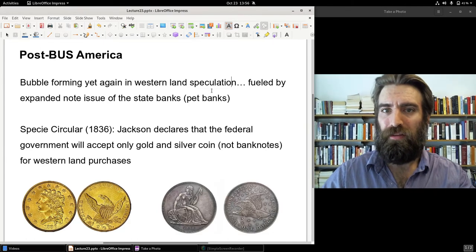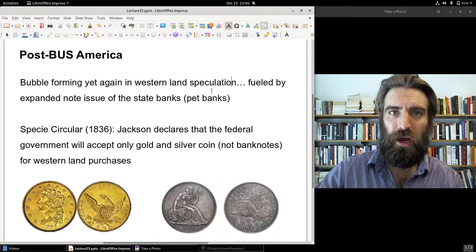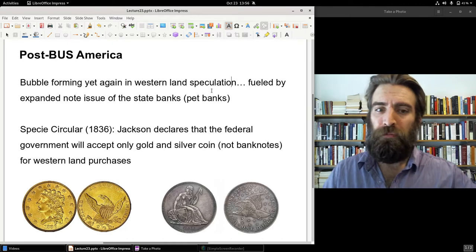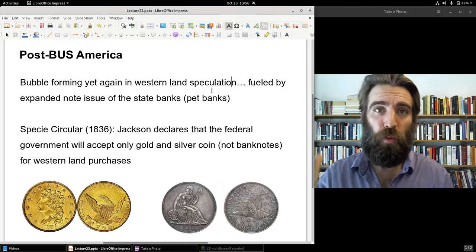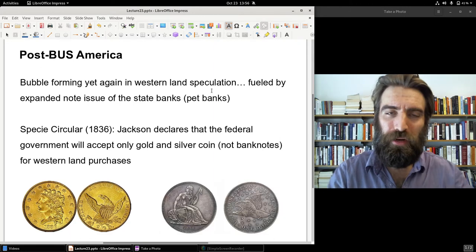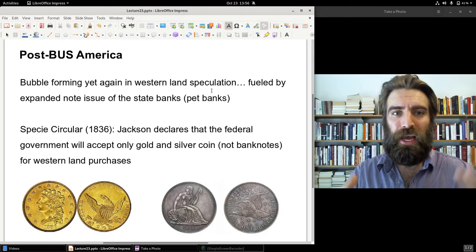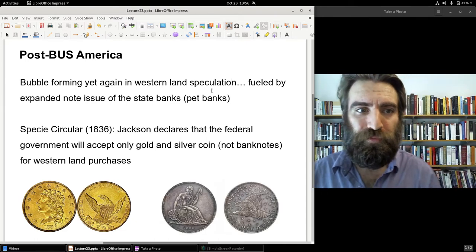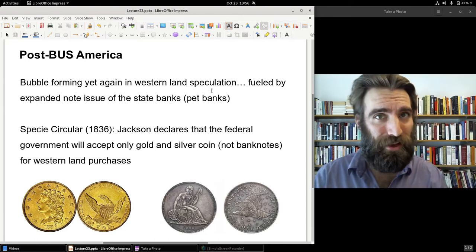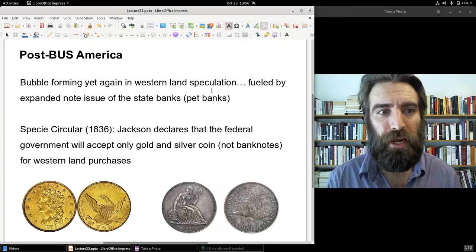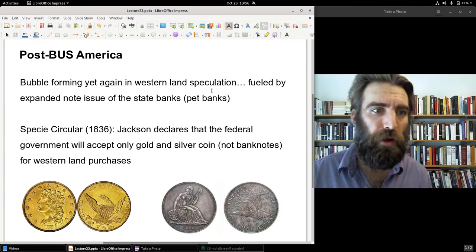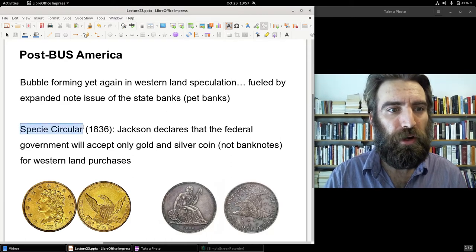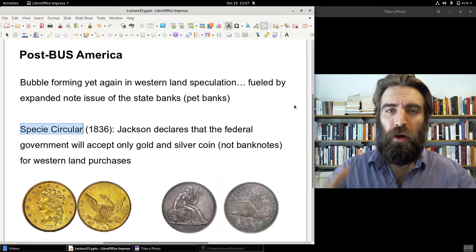There's no longer a Bank of the United States anymore, but when the federal government removed its deposits from the Bank of the United States into these state chartered banks, many of those state chartered banks were in the West, and there was a bit of a transfer of funds from East to West, and those state banks used those federal deposits to expand their note issue, and these notes are being used to speculate in the purchase of Western land.